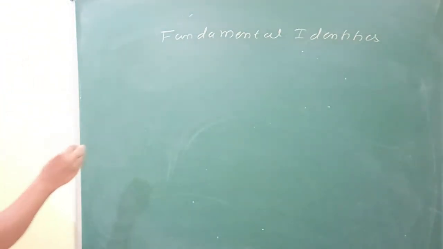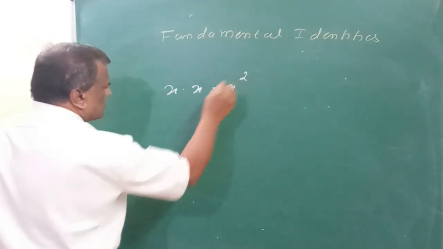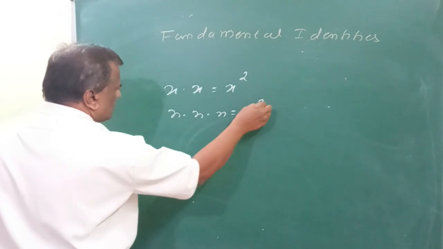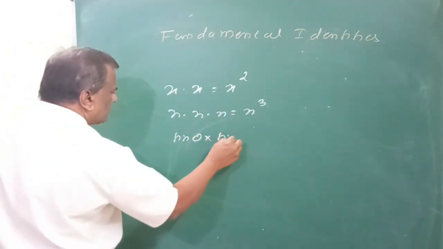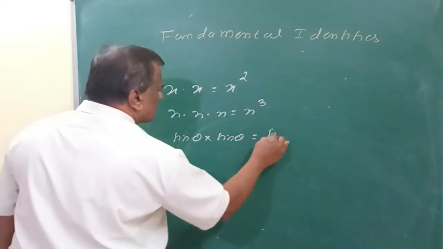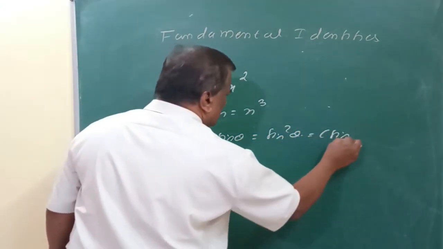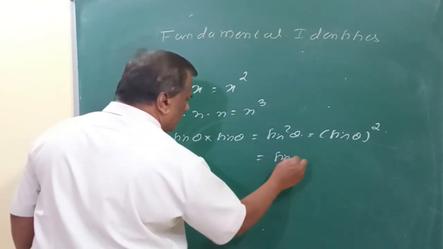Fundamental identities. For that, remember one thing first. X into X is X squared. X into X into X is X cubed. In the same way, sine theta into sine theta is equal to sine square theta. This is correct. Sine theta bracket square, this is correct, but not this one.